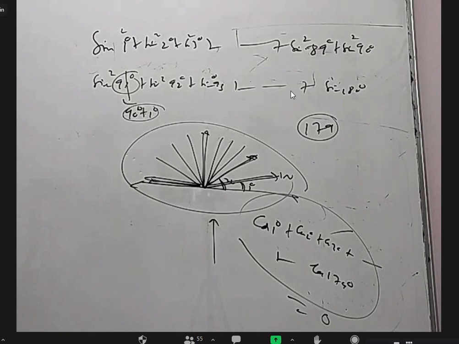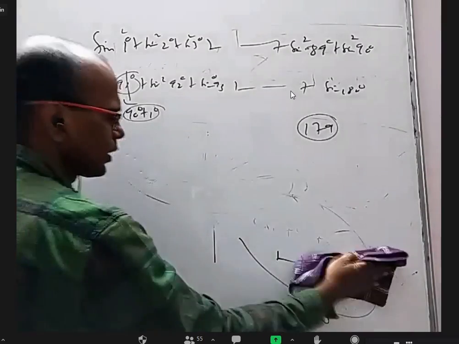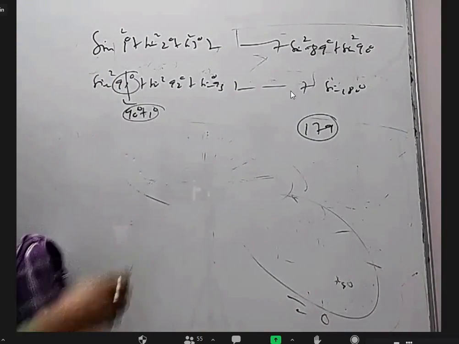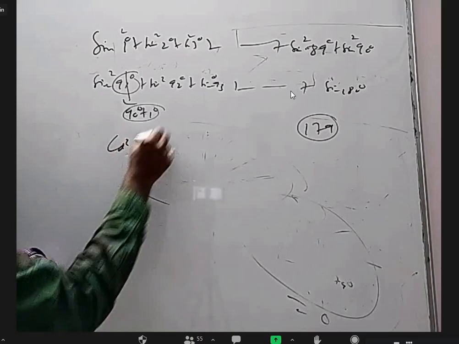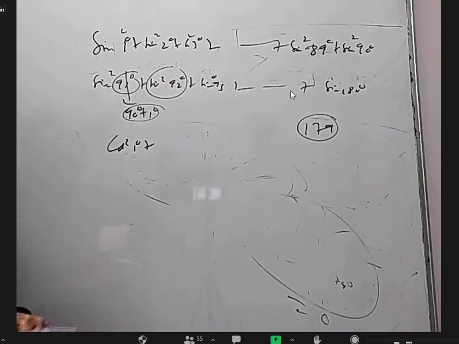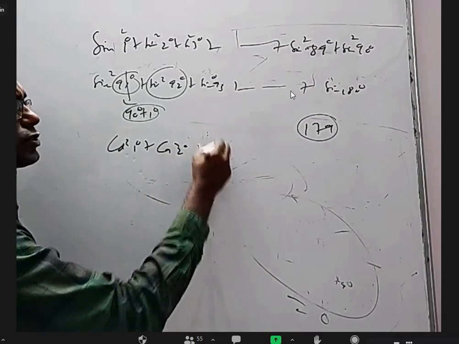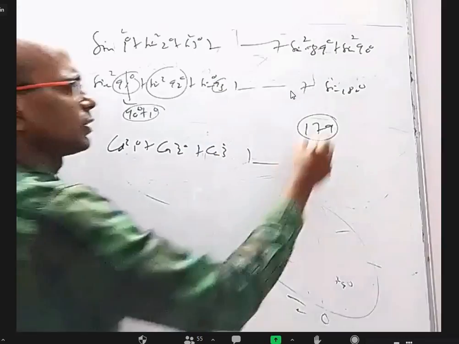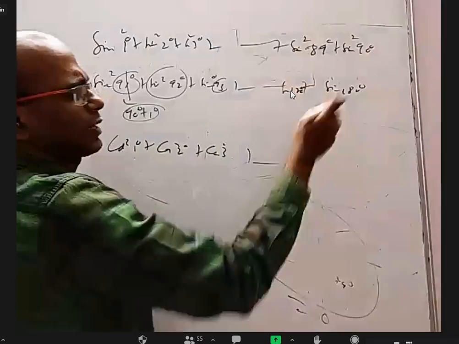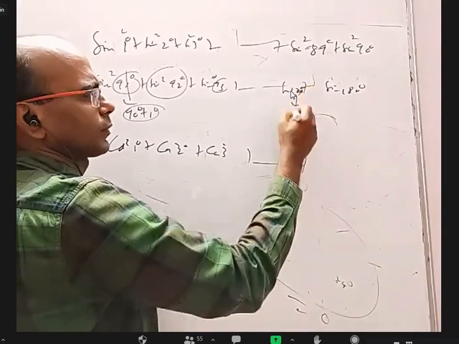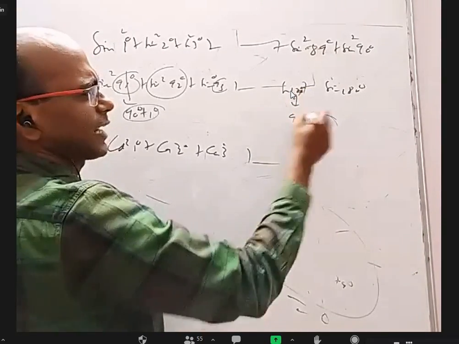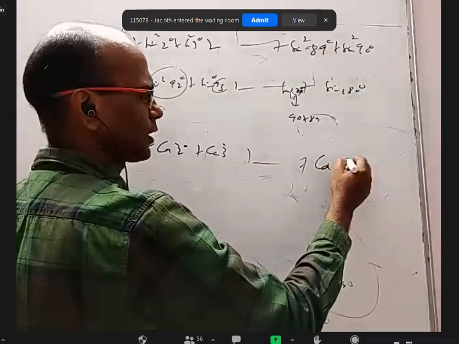Cos theta. So sine square (90 plus 1) will become cos square 1 degree. Similarly, sine square (90 plus 2) is cos square 2 degrees, and sine square (90 plus 3) is cos square 3. And if you take sine 179, you can write 90 plus 89, and sine (90 plus 89) will be cos 89.